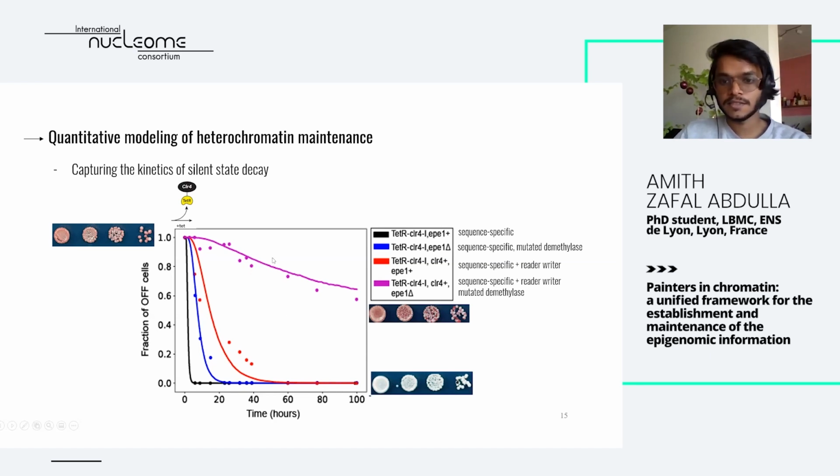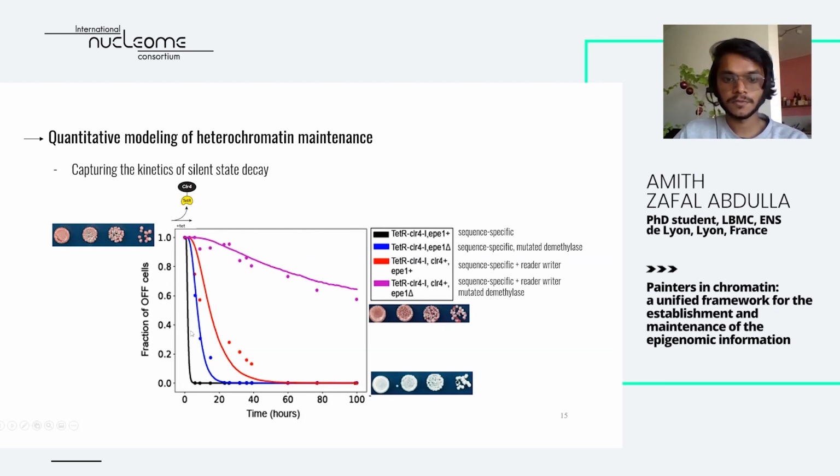In the magenta case, we have mutated demethylase. So when the demethylase is mutated, in this scenario, the reader writer is almost able to maintain the states, like a significant fraction of the cells still remain repressed in about 100 hours time. So 100 hours is actually a significant time in the life cycle of yeast.